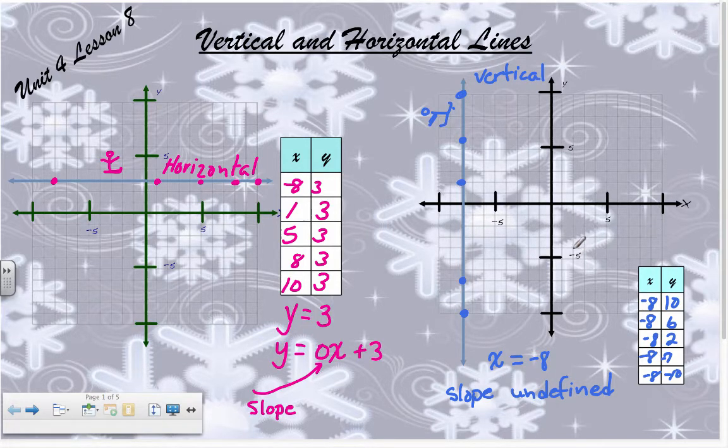But the real reason it's undefined is because if you were to do the slope, you would get a 0 in the denominator. Remember, slope is the change in y, 10 minus 6, I'm going to pick these 2 points right here, over the change in x, -8 minus -8. Well, when we do that, we get 0 on the bottom. So that's the real reason it's undefined. But sometimes it's easier to remember it the fun way. Skiing. You'll become undefined if you try to ski down it.